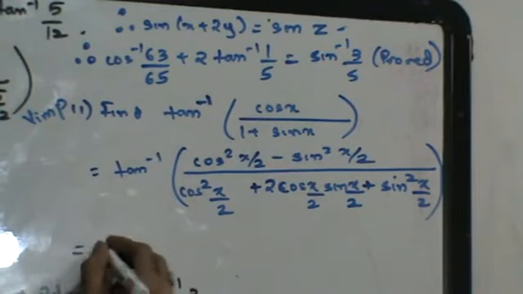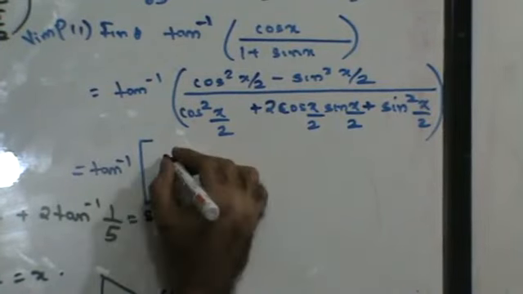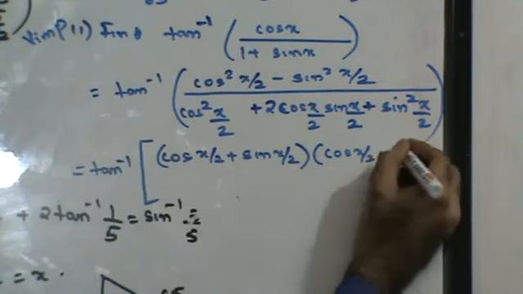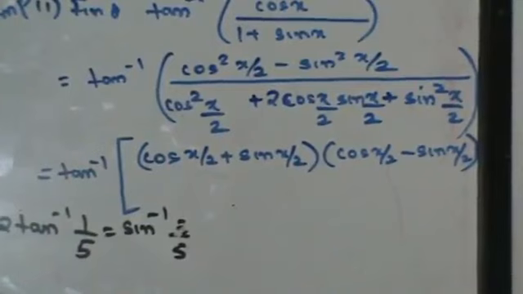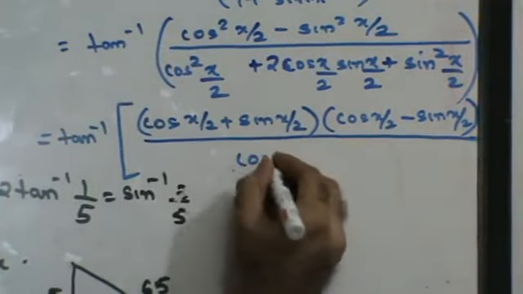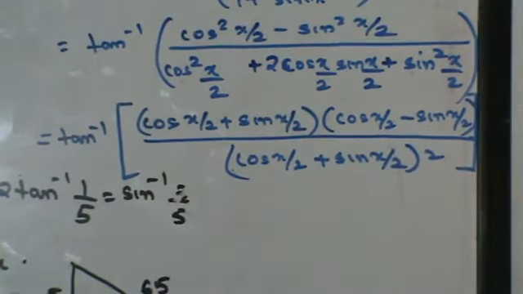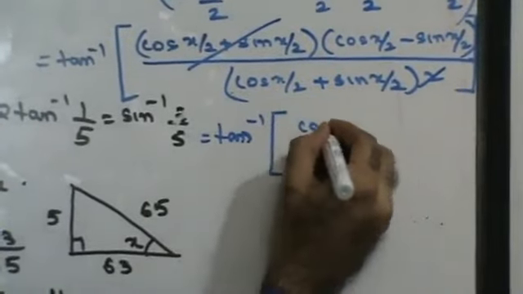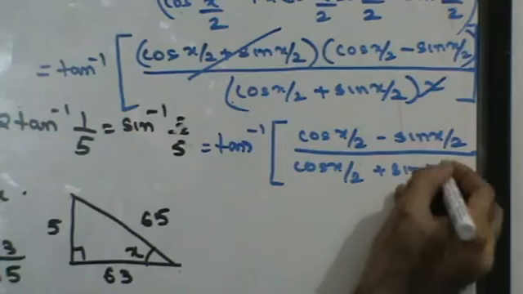Now, this can be written as tan inverse. My numerator is in the form a square minus b square. A square minus b square is a plus b into a minus b. My denominator is in the form a square plus 2ab plus b square, which can be written as a plus b the whole square. Cos x by 2 plus sin x by 2, and the square gets cancelled. So this will be tan inverse of cos x by 2 minus sin x by 2 upon cos x by 2 plus sin x by 2.